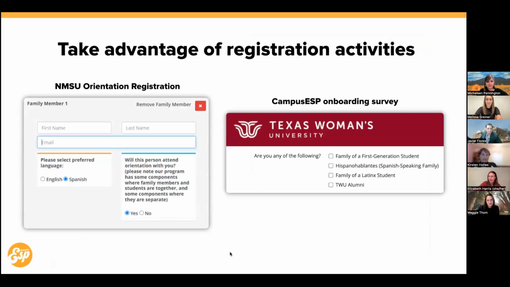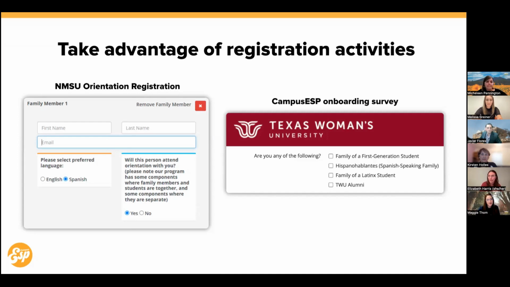All right. And then the other piece is take advantage of registration events. So the previous slides were a little bit more focused on requests for information, the application, anything along that line. But there's definitely opportunities across the board to ask that as well. So New Mexico State does a great job at collecting that on the orientation registration that families fill out, or maybe their student can fill out for them whenever they register.